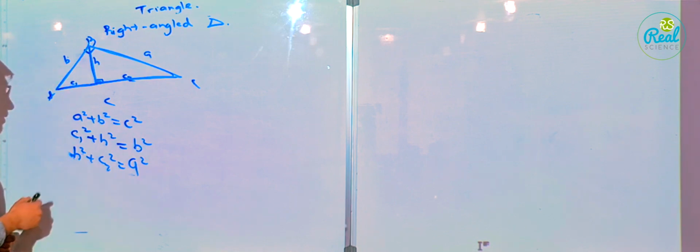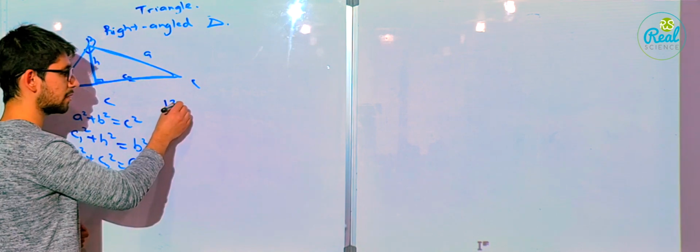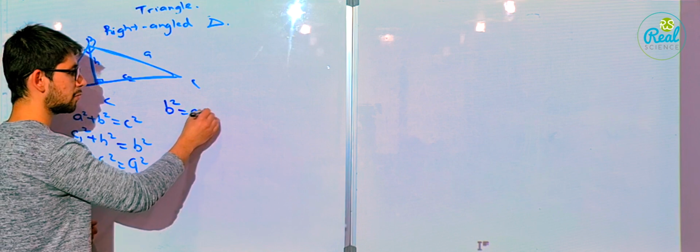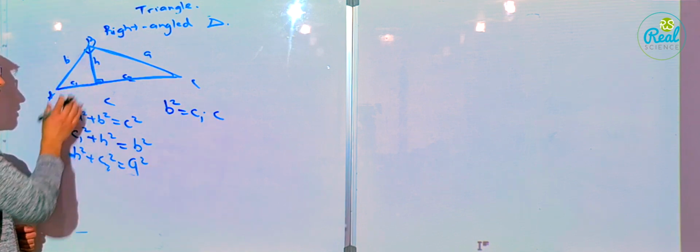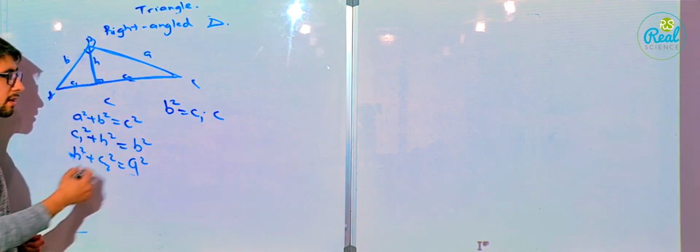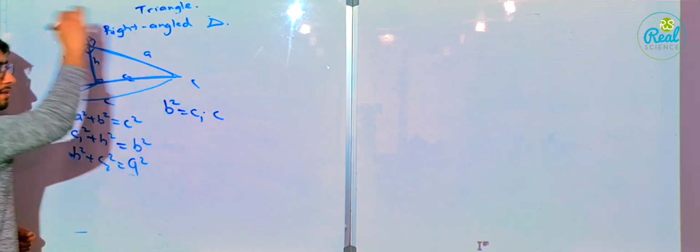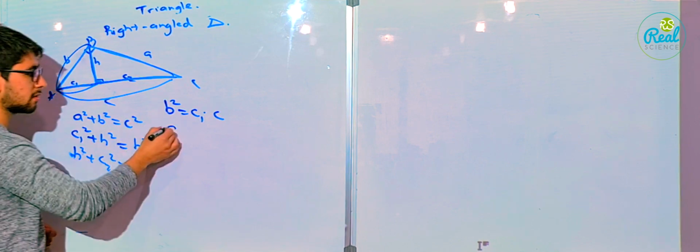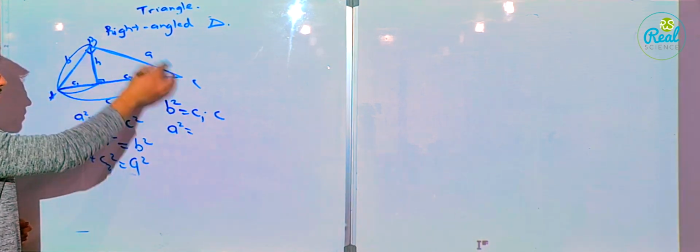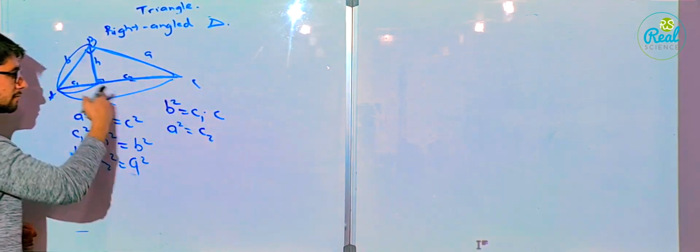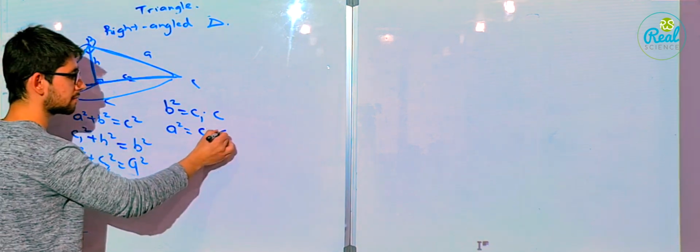So there is an interconnection between B square and the hypotenuse and that small line segment that is the projection of B side. So B square of B side equals C1 multiplied by C. The same could be written for A side. A square equals C2 multiplied by the hypotenuse. Okay?